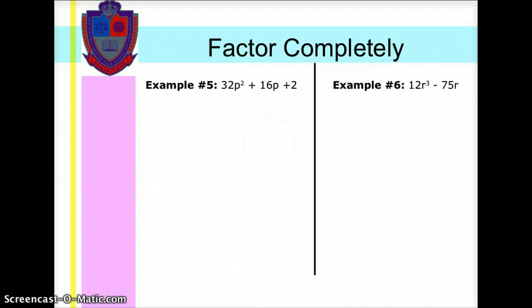Now moving along, let's see what it means to factor completely. If I look at this, I can see that I can take a 2 out. If I take the 2 out, what does this become? 2. This becomes 18p²... No, 16, sorry. This becomes 16p² + 8p + 1.